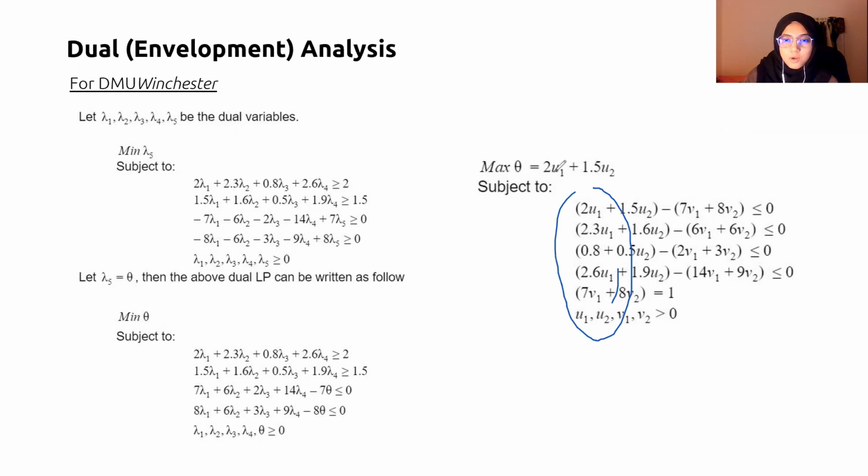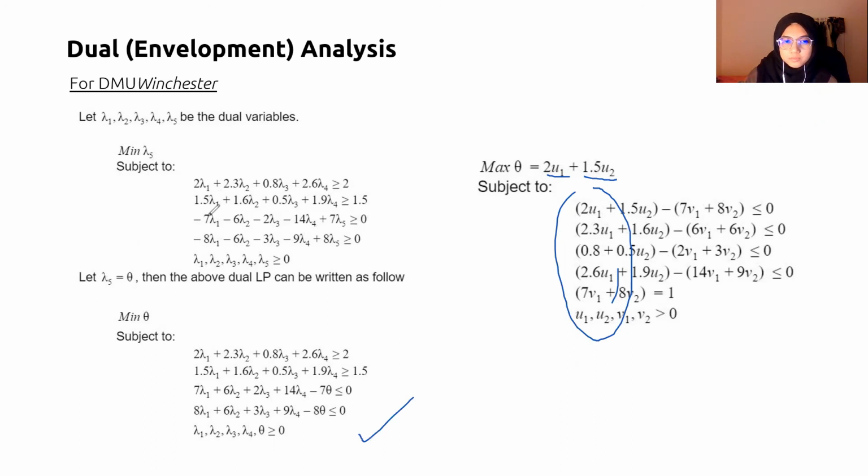We get that from the objective function of the primal. The next one is from U2: 1.5 lambda 1 plus 1.6 lambda 2 plus 0.5 lambda 3 plus 1.9 lambda 4 greater than or equal to 1.5, which we also get from the objective function of the primal. The third and fourth constraints come from V1 and V2. We let lambda 5 equal theta, which is the efficiency, and we have the dual LP written as follows.